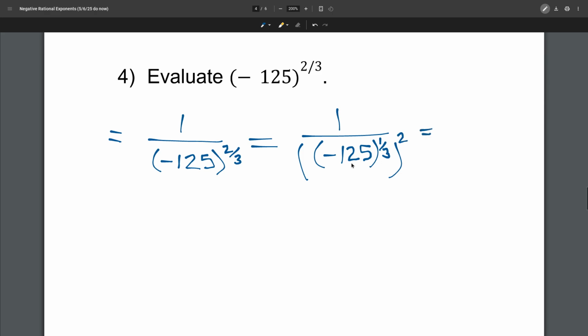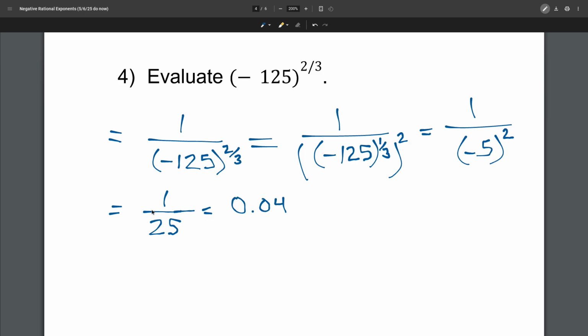Okay, so the cube root of negative 125 is negative 5. So it's going to be 1 over negative 5 squared, which is -5 times -5, which is going to be positive 25. So we have 1 over 25. Another way you might see this is 0.04. All right, so either of these solutions would be good. And let's keep going.